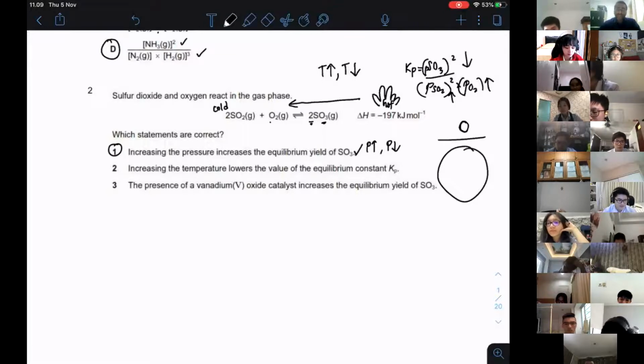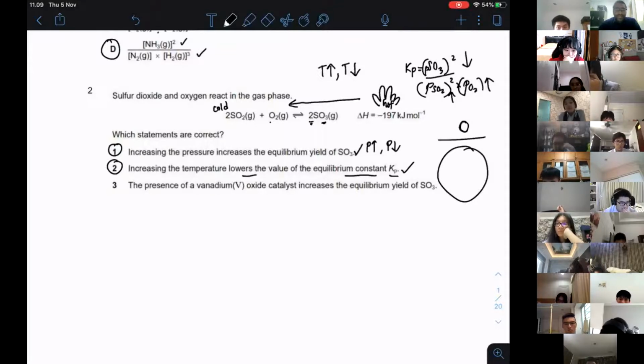Smaller. Yeah, so smaller value. It lowers the equilibrium constant. That is correct. Okay, that is correct. The presence of vanadium pentaoxide catalyst, correct catalyst, they increase the equilibrium yield of SO3.